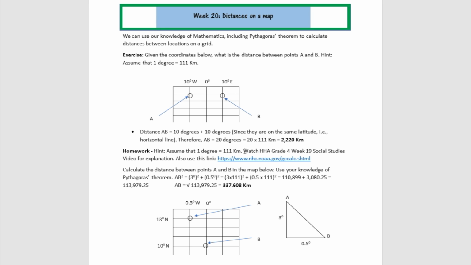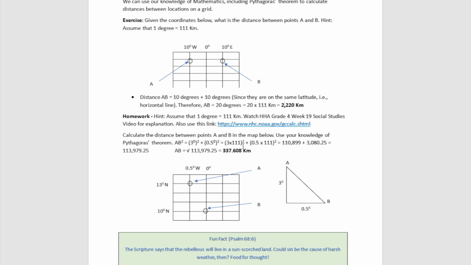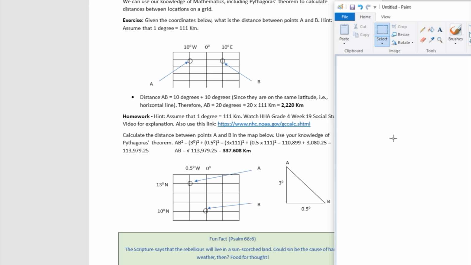All right, so now let's look at another problem over here, which is homework for you, but I'm going to solve it here for you so that you can know how to do it. Calculate the distance between points A and B in the map below. Use your knowledge of Pythagoras Theorem, you should have learned that with us if you're coming with us.